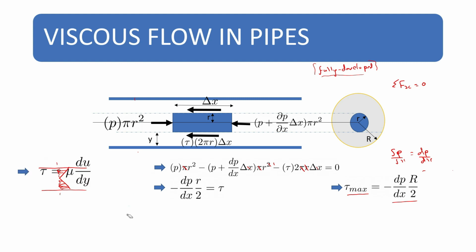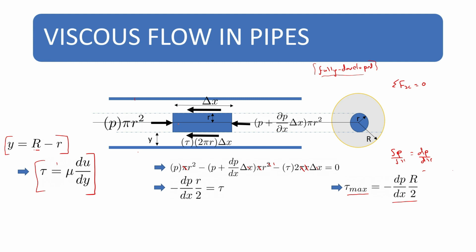And you know tau is equal to mu into du by dy. Actually, this is Newton's law of viscosity. We need to convert this equation in terms of small r. You know y is equal to capital R minus small r. This is the radius of the pipe. You can see this in the figure.